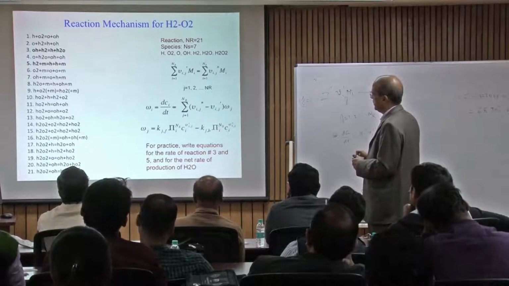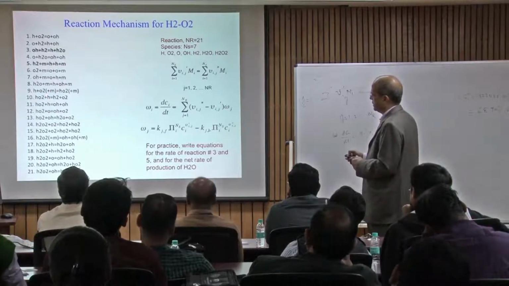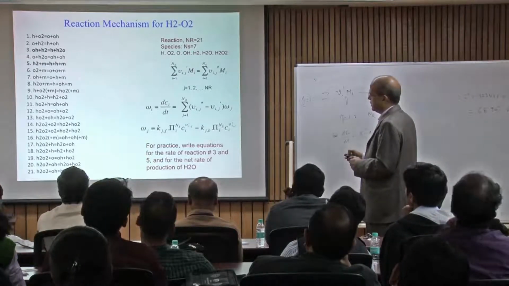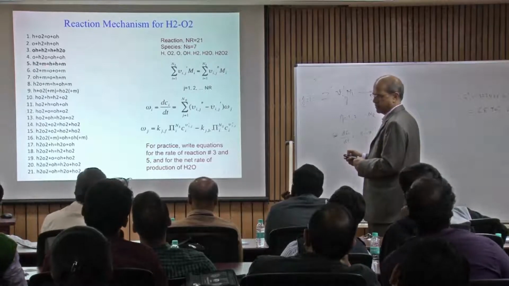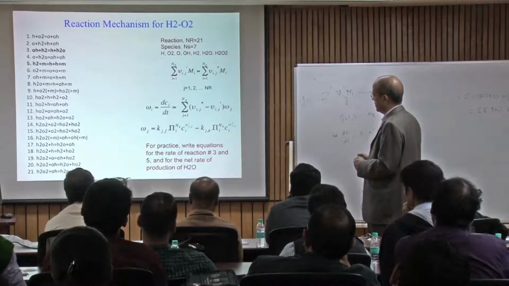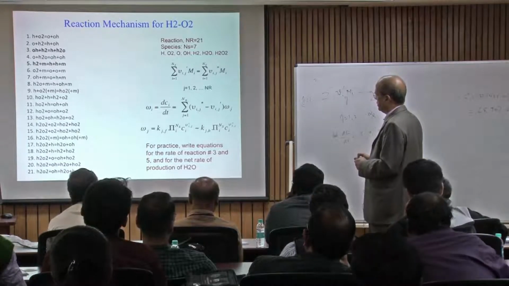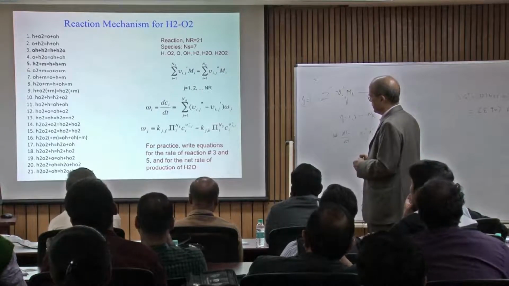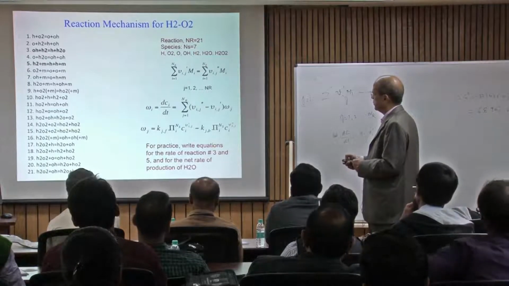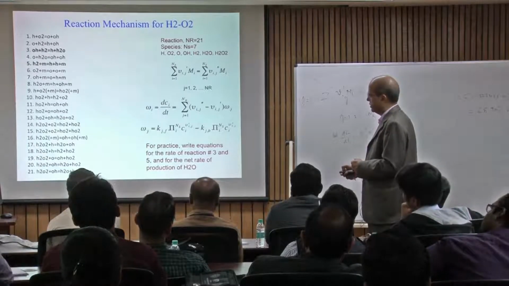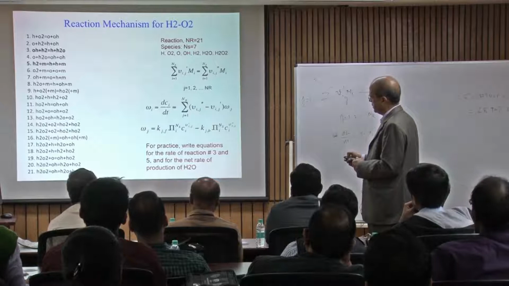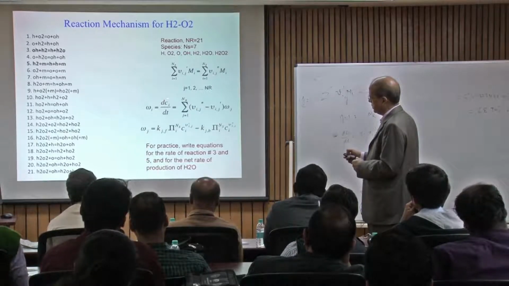So this is an example. You write all the reactions, and all of these reactions could be going forward and backward. And then this is how you write it. W_j is the reaction rate for any of these reactions. So j goes from 1 up to 21, forward and backward. And then this is the rate of change of concentration of any species i.